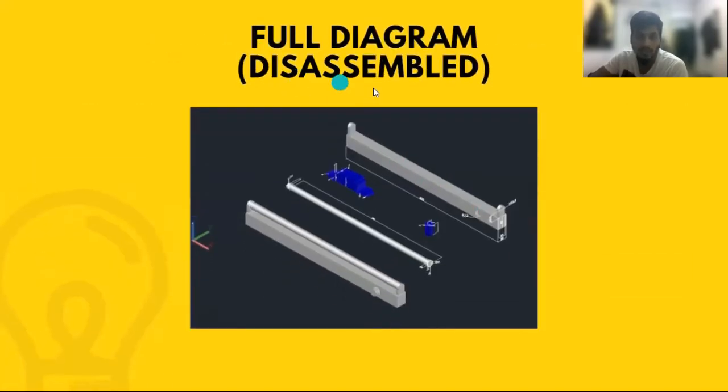So next is the disassembled part. So you can see the disassembled view after we disassemble all the parts. So it consists of this.